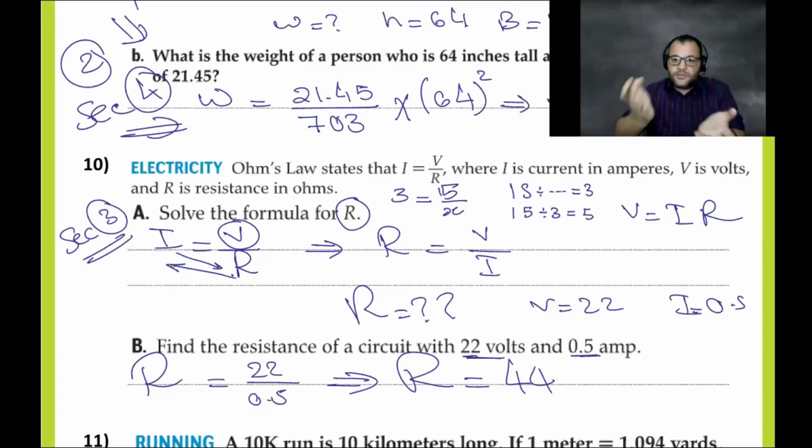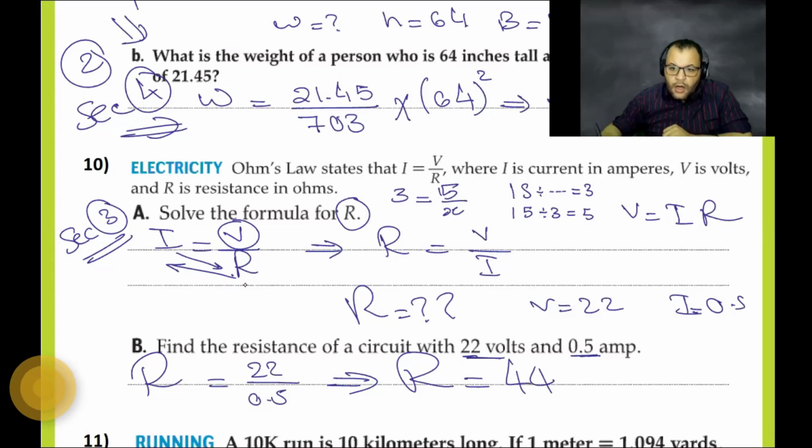I said replace. I didn't say anything else. See, you wrote V over R is equal to I. Which one? A, the number A. Number 10, A. I said replace R instead of I.